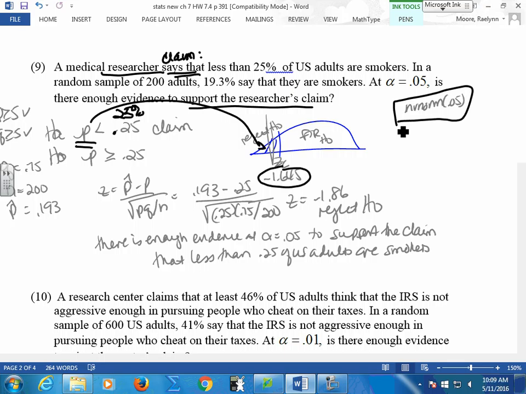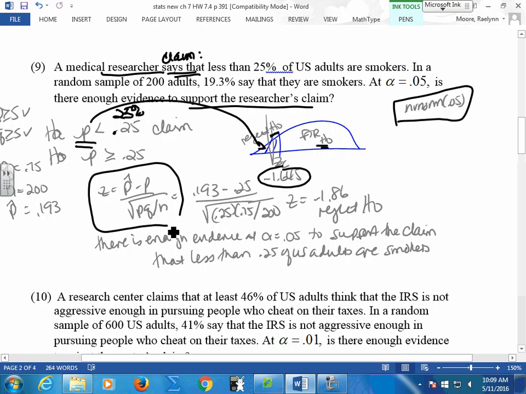Label your reject HO, make sure you say HO, fail to reject HO. This is your test statistic. I'll give you this formula. Plug in your pieces, be careful which way you plug it in. When you get to here, your P, your Q, it comes from your claim. So your Q is 1 minus your P. And then see where this falls.